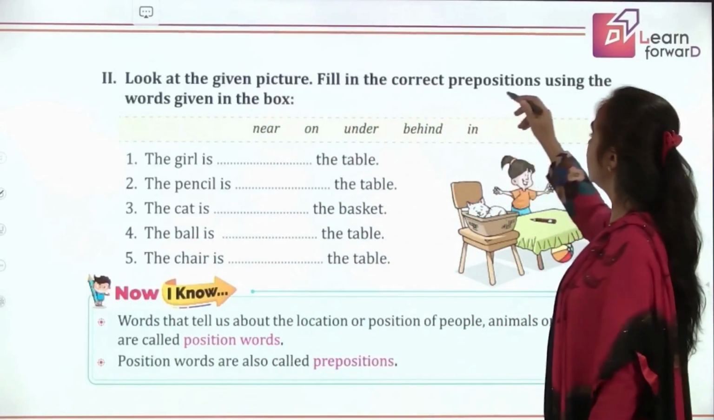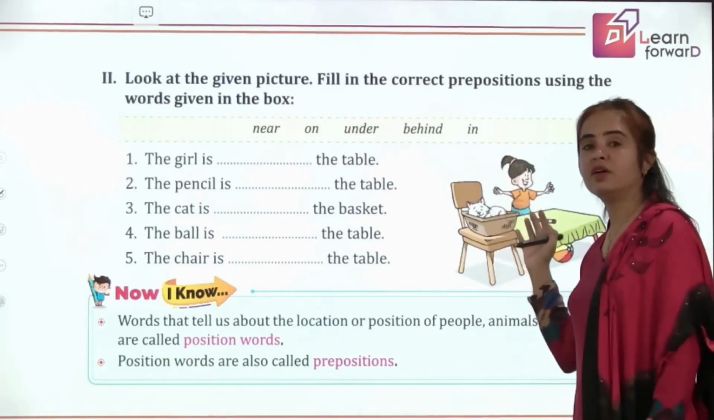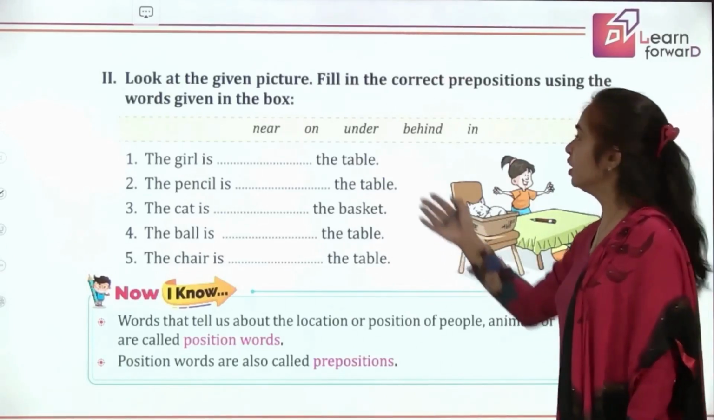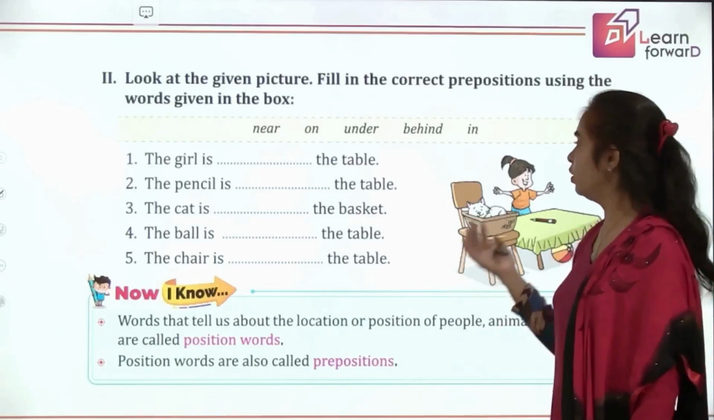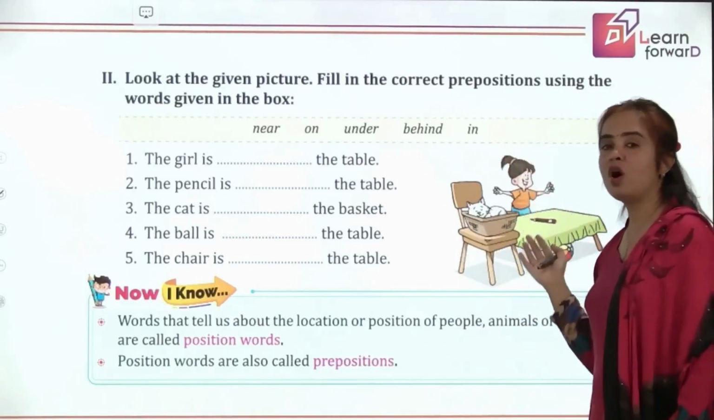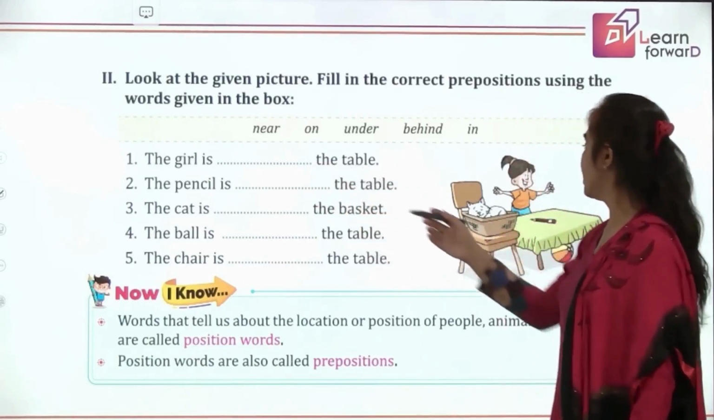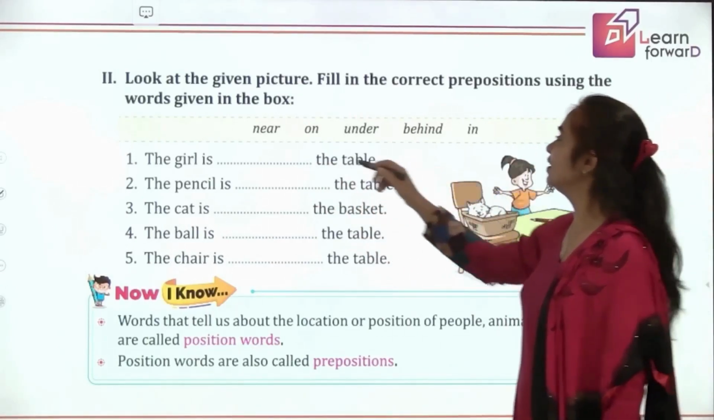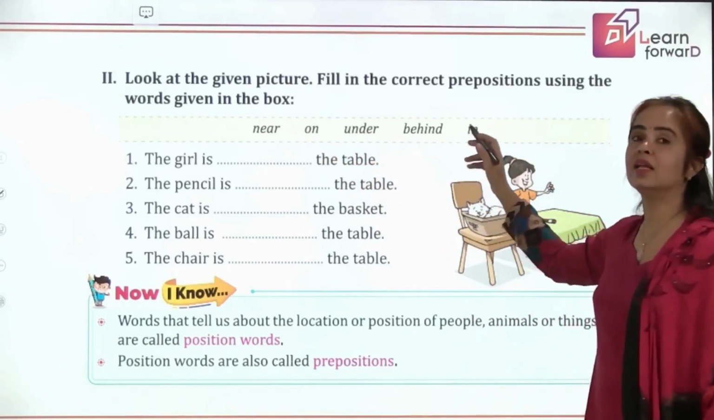Fill in the correct prepositions. Can you see this picture? And there are different things here. So we have to tell the location, the position of them using the words that are given in the help box. Let's try to do them with the help of the help box and your picture. The girl is dash the table. So where is the girl? Near the table. She is not on the table, under the table, behind the table, in the table.